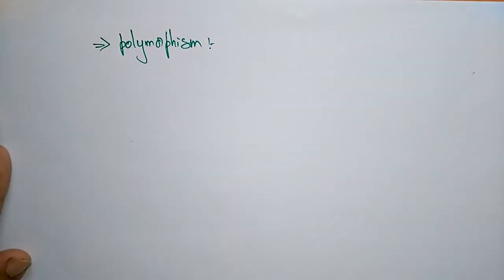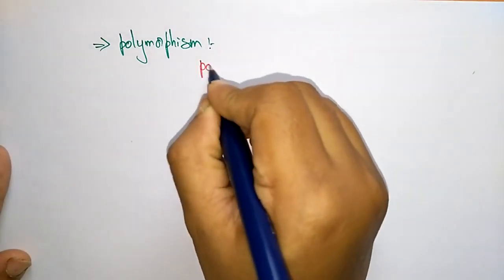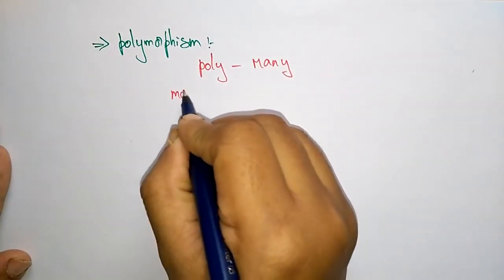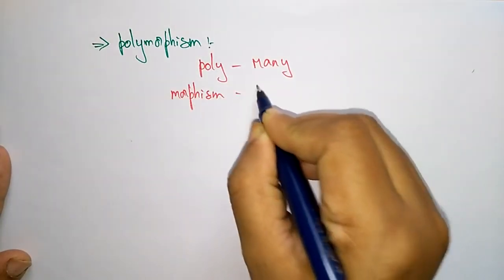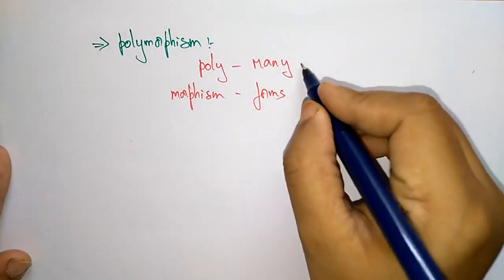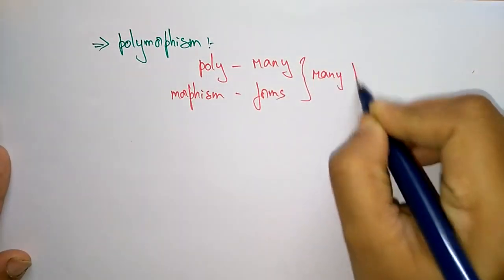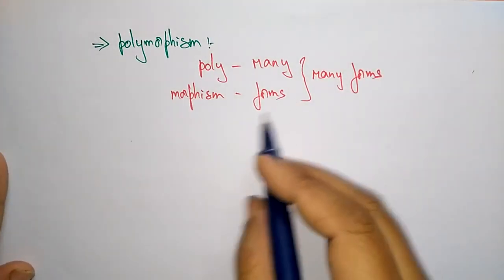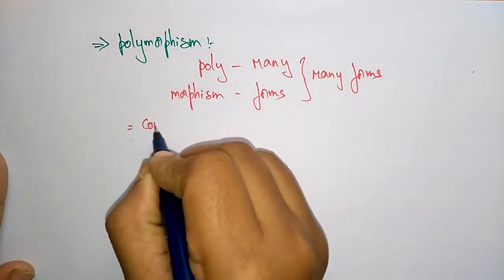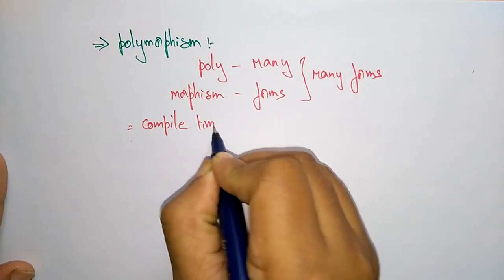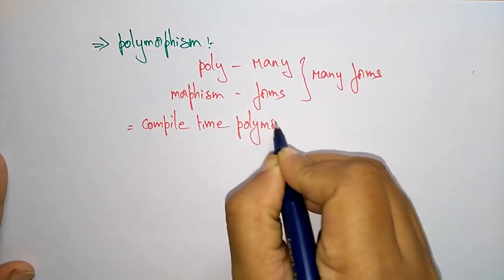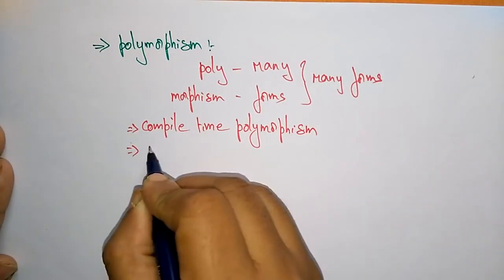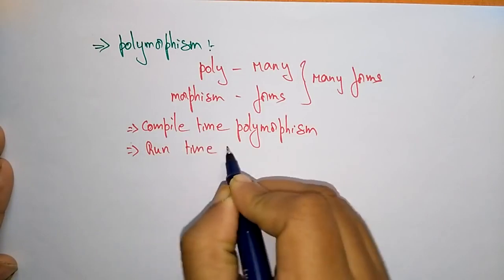Actually, the word polymorphism itself is saying: poly means many, morphism means forms. So it's saying many forms, so whatever you have taken can be represented in many forms. There are two types of polymorphism. One is compile time polymorphism and the other is runtime polymorphism.